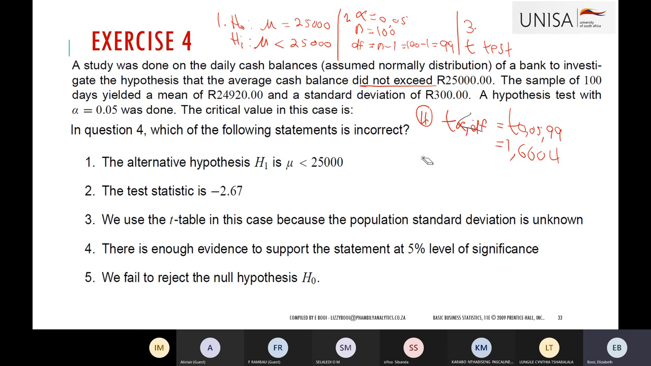Step number five, we need to calculate the test statistic. Let's write it somewhere here so that we can have enough space, which is x bar minus the mean divided by s divided by the square root of n. And I'm going to assume you did all these calculations. Our x bar, with the sample yielding 24,920, minus 25,000, divided by the sample standard deviation of 300 divided by the square root of the sample size of 100. And the answer we get here is how much? Did you get the same as minus 2.67? So I'm going to assume that is the answer.